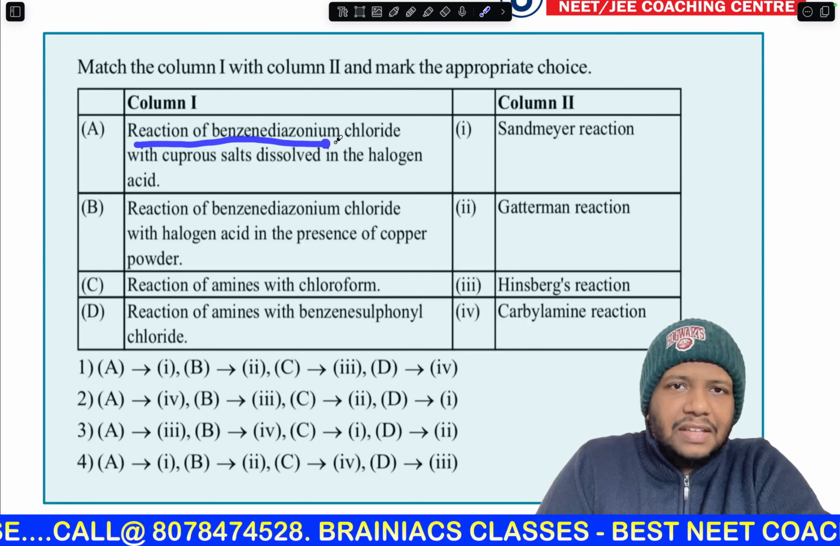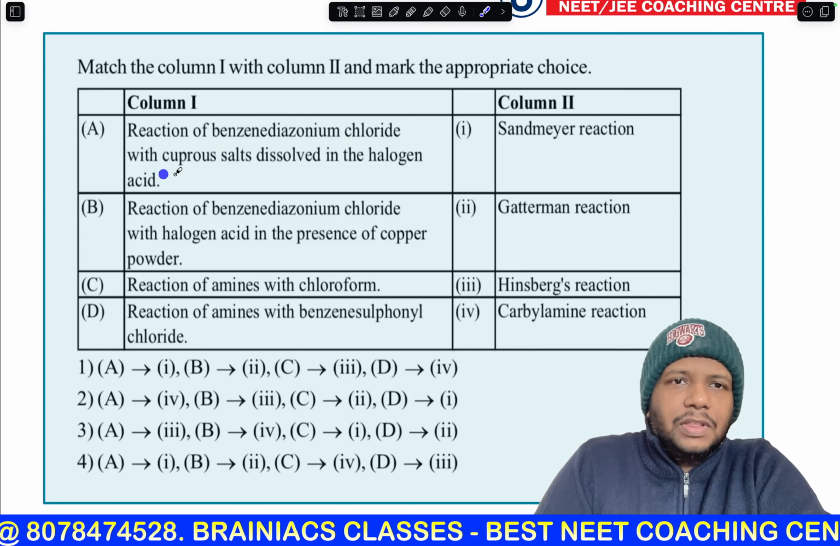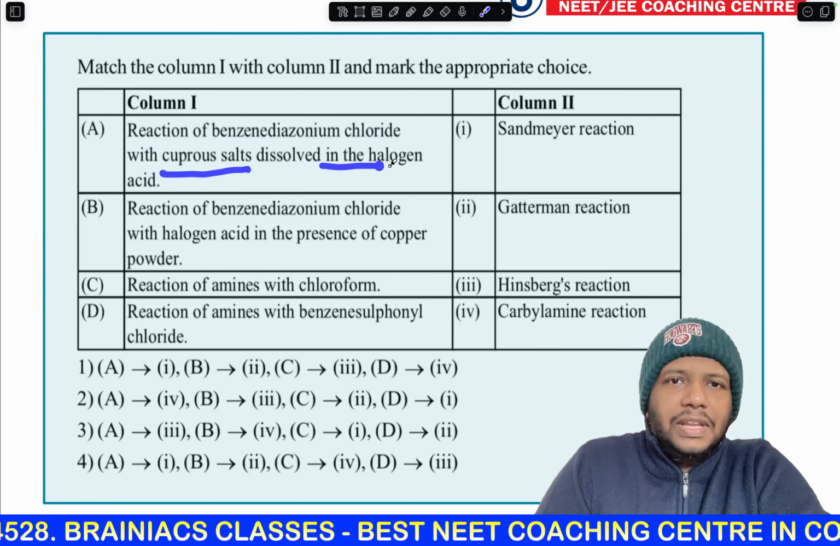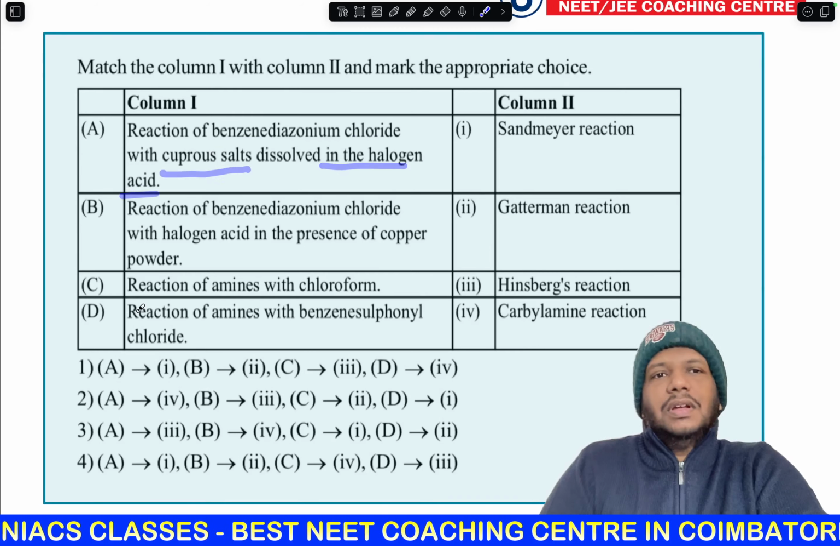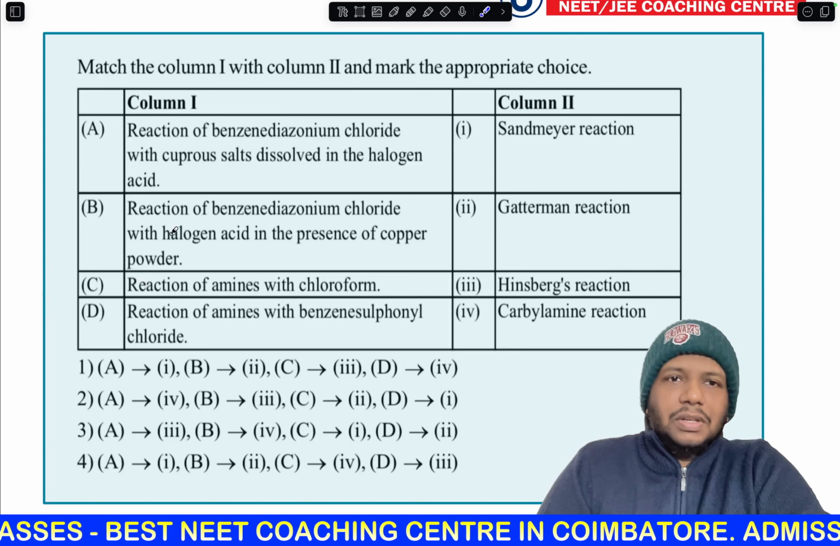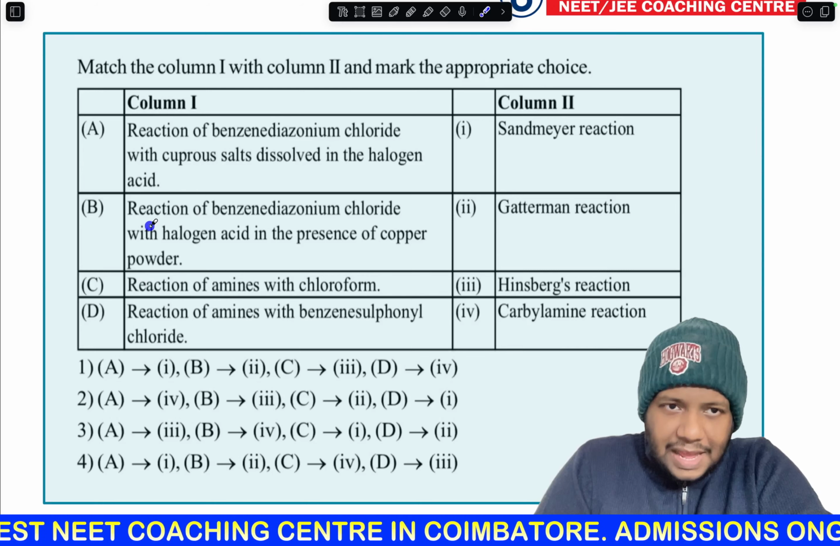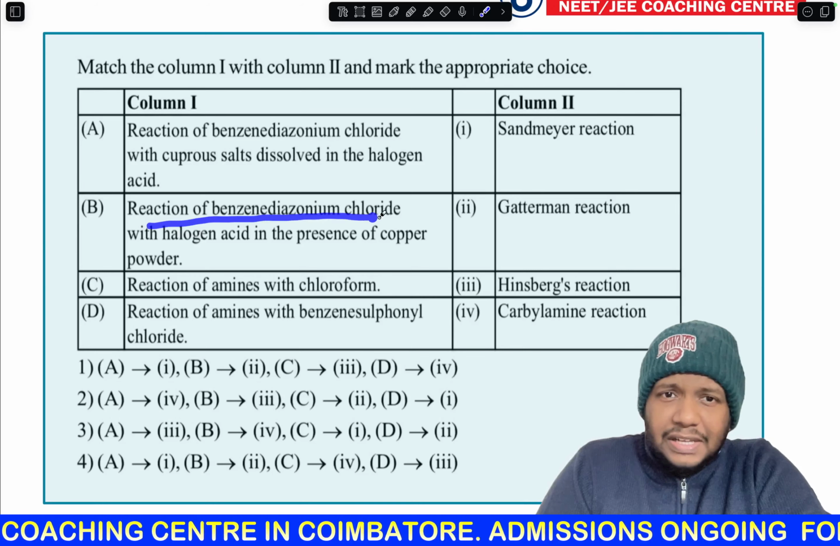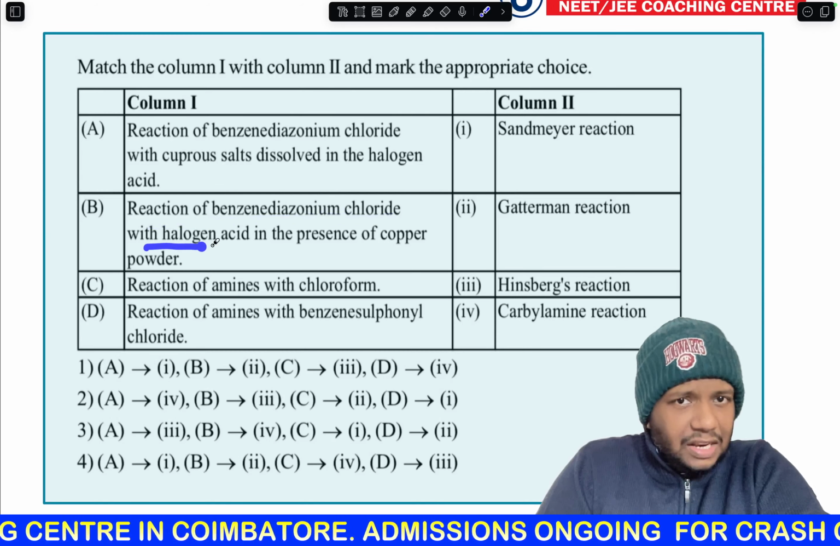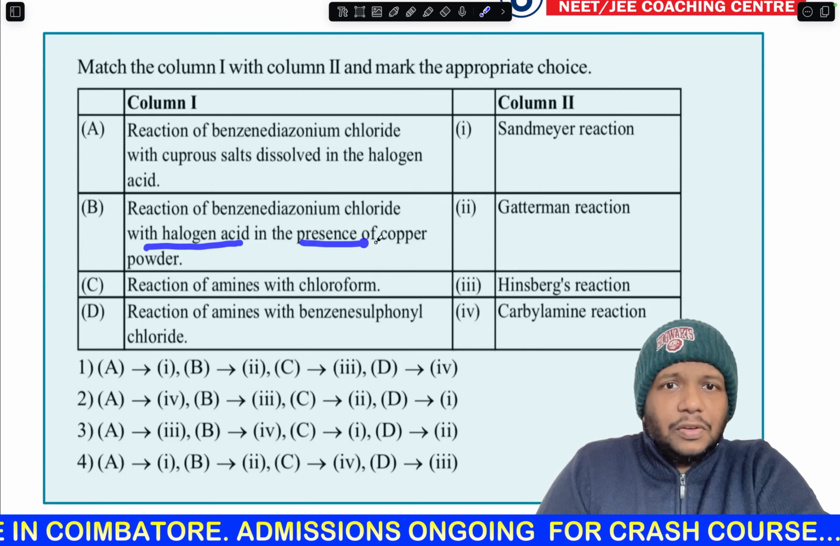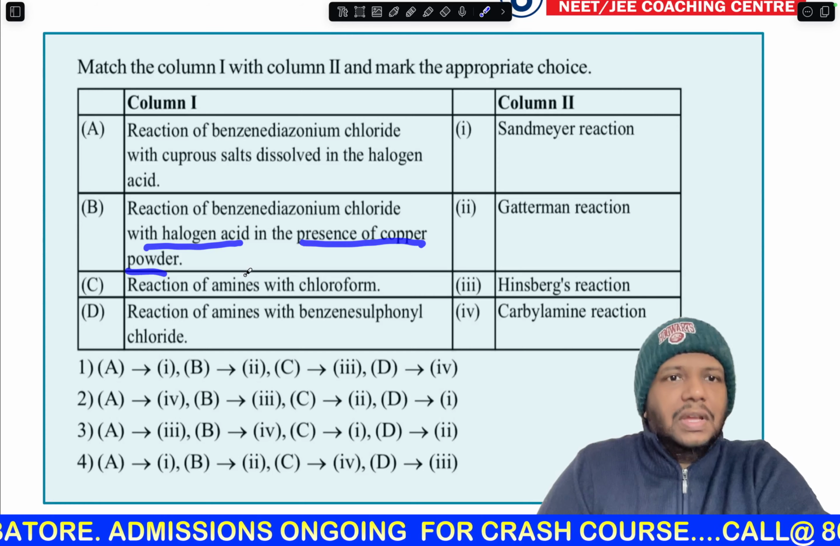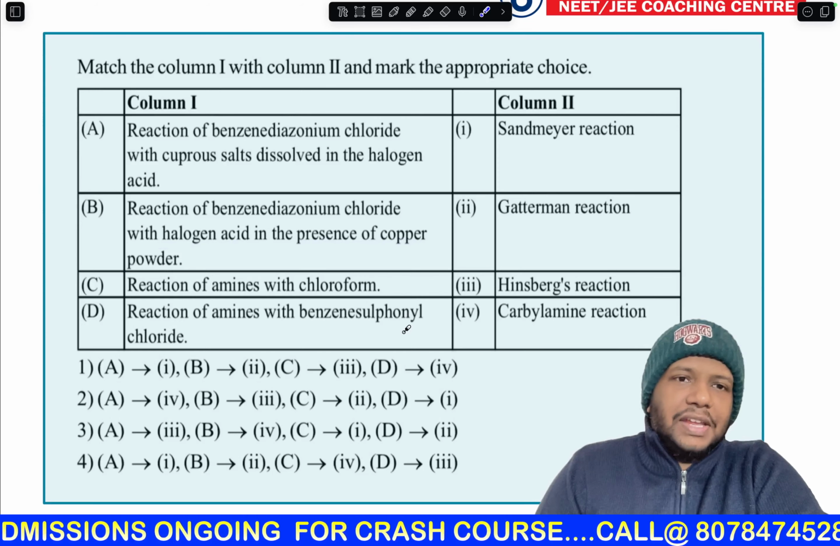Reaction of benzene diazonium chloride with cuprous salts dissolved in halogen acid. So we need to identify what this particular reaction is. Next one, reaction of benzene diazonium chloride with halogen acid in the presence of copper powder. And we need to know which reaction this is.